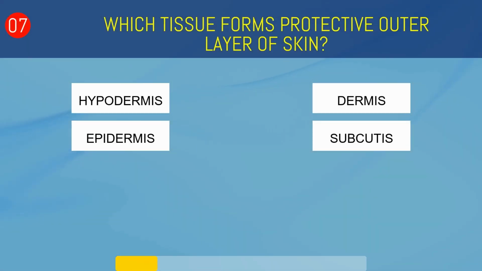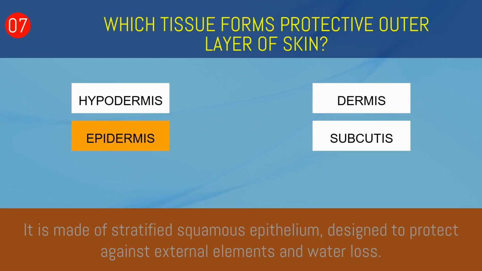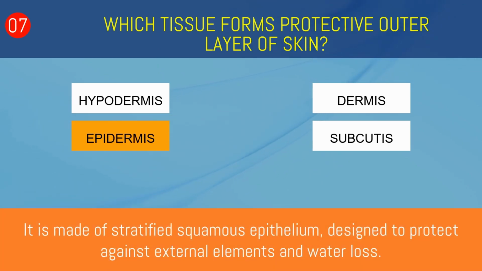Which tissue forms the protective outer layer of skin? Hypodermis, epidermis, dermis, or subcutis? Epidermis. It is made of stratified squamous epithelium, designed to protect against external elements and water loss.